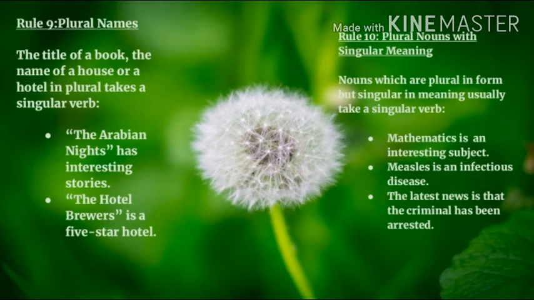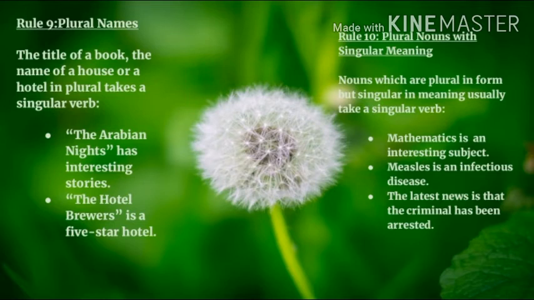Next example, the Hotel Brewers is a 5-star hotel. The name of the hotel is sounding as plural, but we are going for singular verb in the sentence. You know, the Arabian Nights is a single book. The Hotel Brewers is a single hotel. So, obviously, the subject is singular, so we have to go for a singular verb in the sentence.